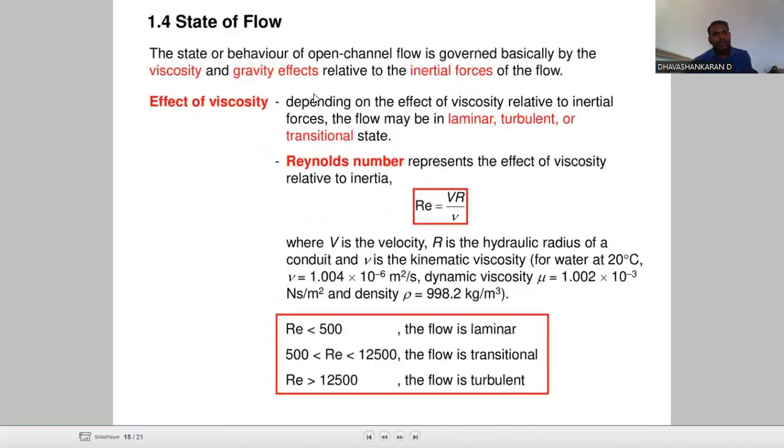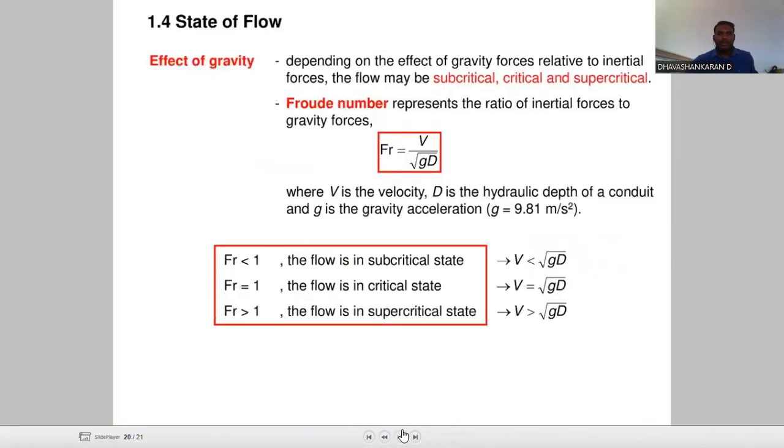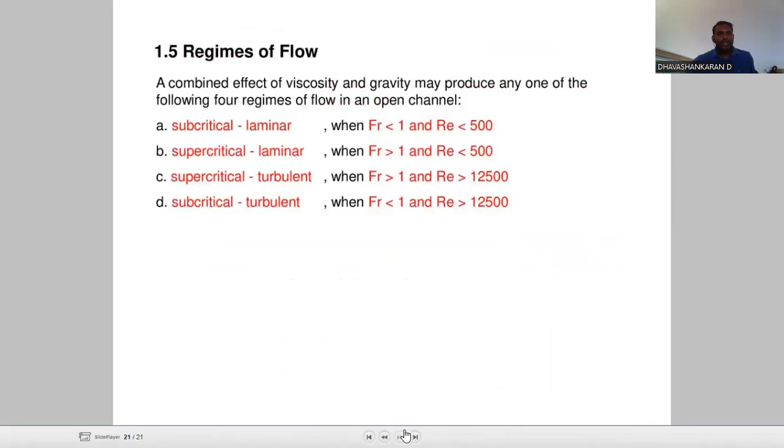Then the state of the flow can also be classified based on the Reynolds number, and then based on the Froude number. Based on the Froude number, we can classify the regimes of flow: subcritical laminar, supercritical laminar, subcritical turbulent, and supercritical turbulent. So that's all.